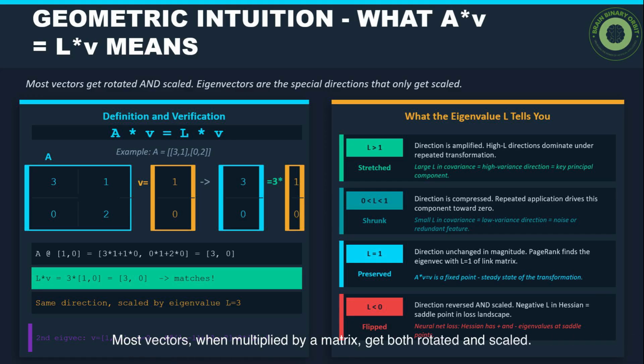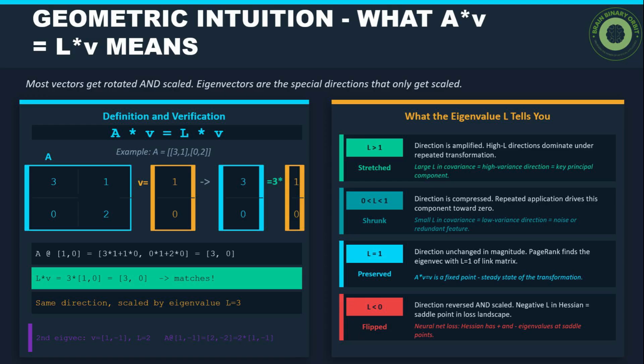Most vectors, when multiplied by a matrix, get both rotated and scaled. Eigenvectors are the exception, they only get scaled. The direction is completely preserved. Consider A equals [3, 1; 0, 2], and vector v equals (1, 0). A times (1, 0) equals (3, 0), which is exactly 3 times (1, 0). Same direction, scaled by 3. That is the eigenvector with eigenvalue 3.